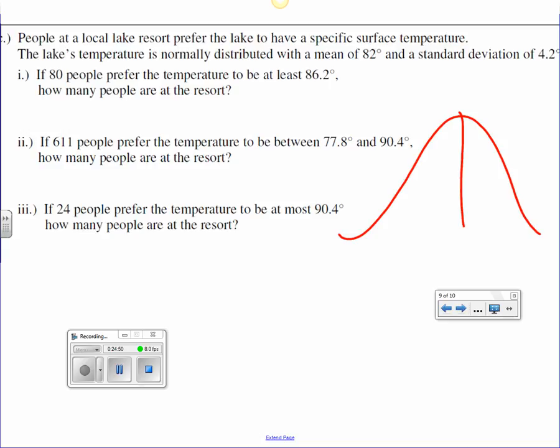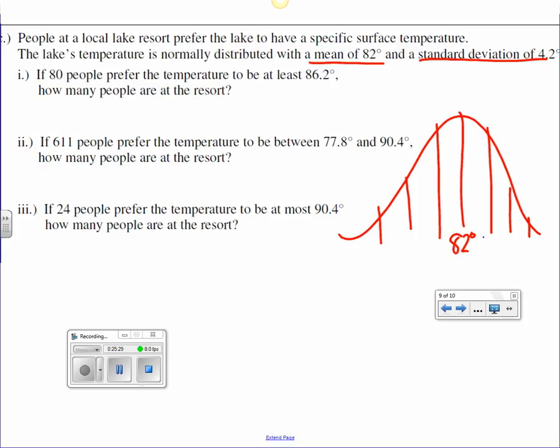All right, Cheyenne, what number is going in the middle? The mean always goes in the middle for normal curves. And Cheyenne, how do you get these things? What do you have to do? You've got to take 4.2 and add it. And then what do you do in this direction? Subtract it. Okay. So you take 82 and you add 4.2.